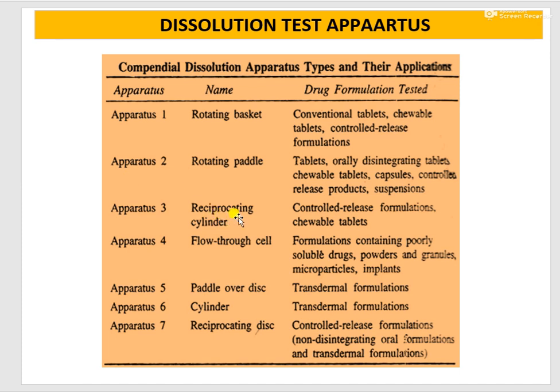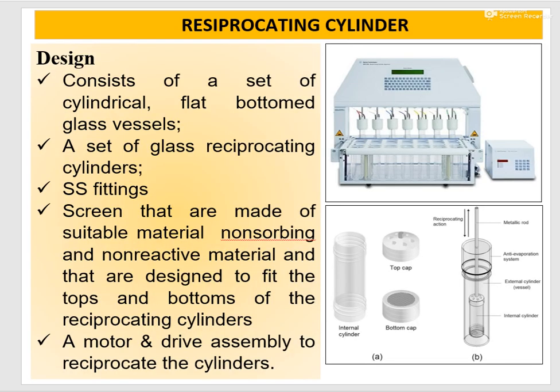Apparatus 3, that is reciprocating cylinder, is useful for dissolution study of controlled release formulations and chewable tablets, while apparatus 4, that is flow through cell, is useful for dissolution studies of formulations containing poorly soluble drugs, powders, and granules. It is also useful for microparticles and implants. Let us discuss in detail about reciprocating cylinder.